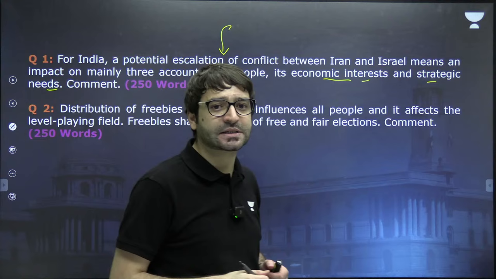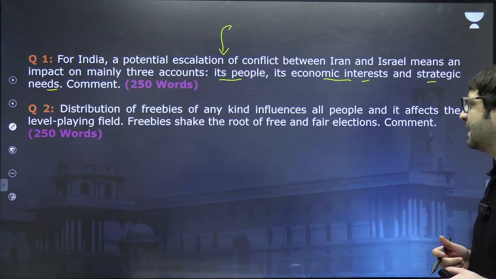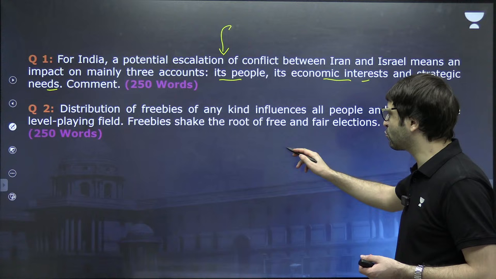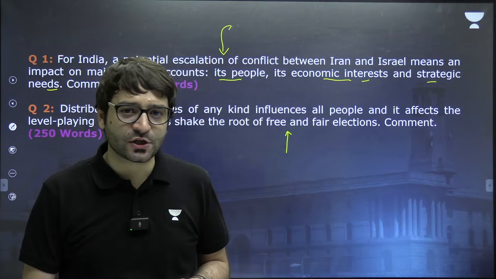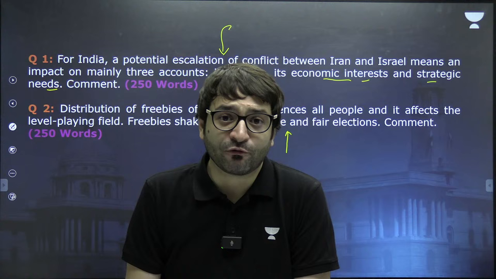Question number two: distribution of freebies of any kind influences all people and it affects the level playing field. Freebies shake the root of free and fair elections. Comment. Write answers to these questions in the comment section so that other students can also view your answers and you can evaluate each other's answers.